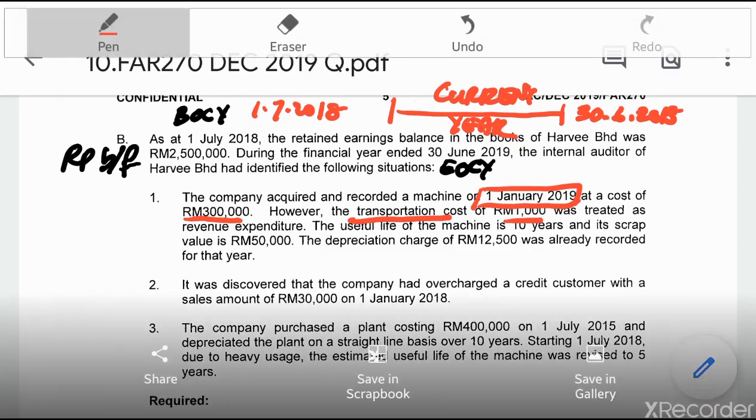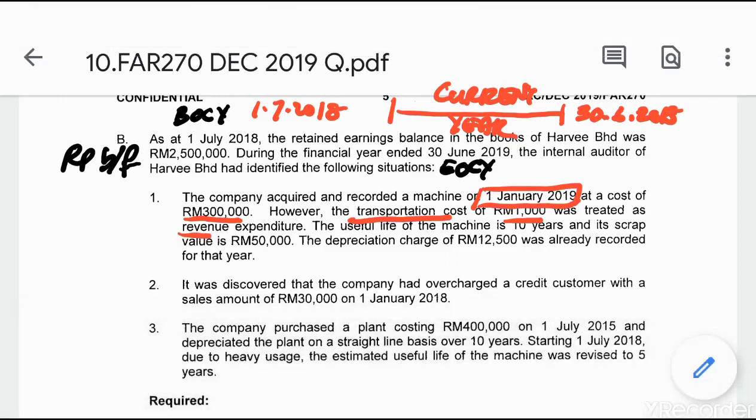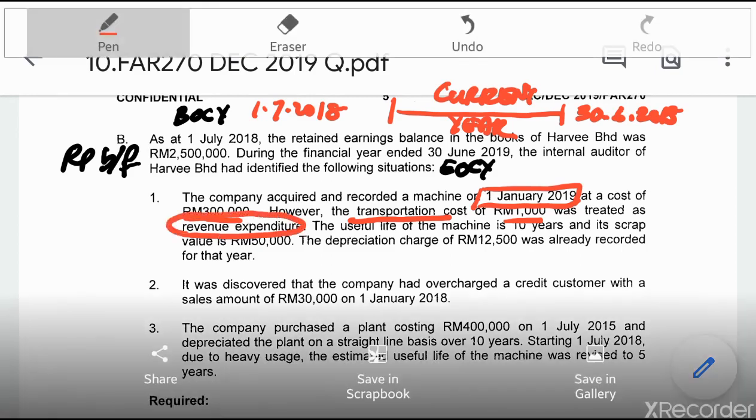And this transportation cost was treated as revenue expenditure. So this is something that you need to focus on. You cannot treat transportation cost, which is a directly attributable cost, the cost of bringing the machine from the place that you bought it to your intended location, as revenue expenditure.